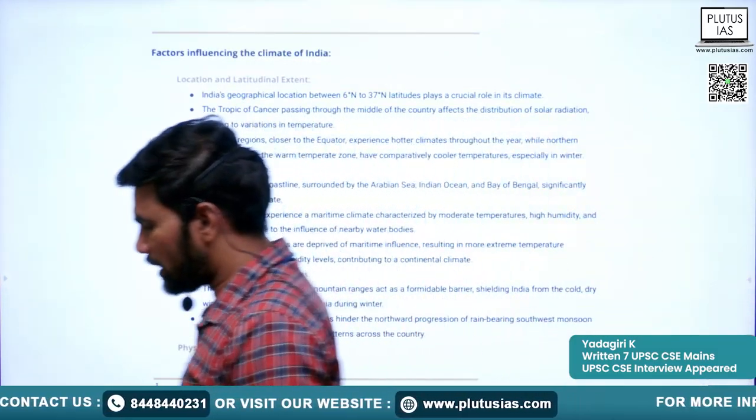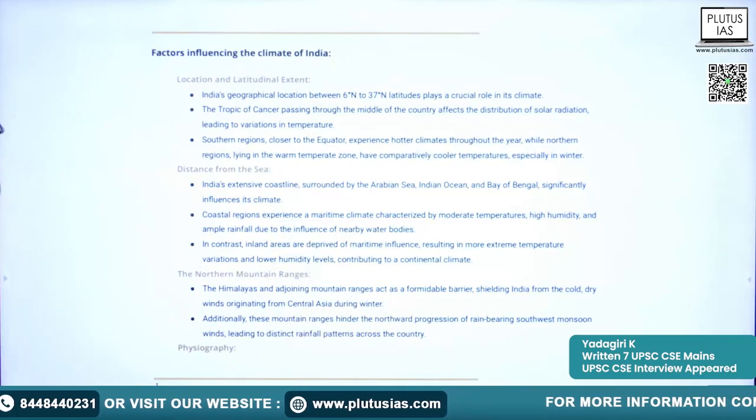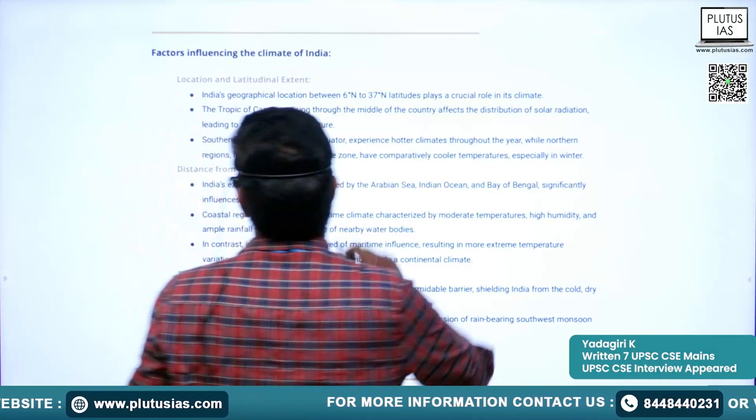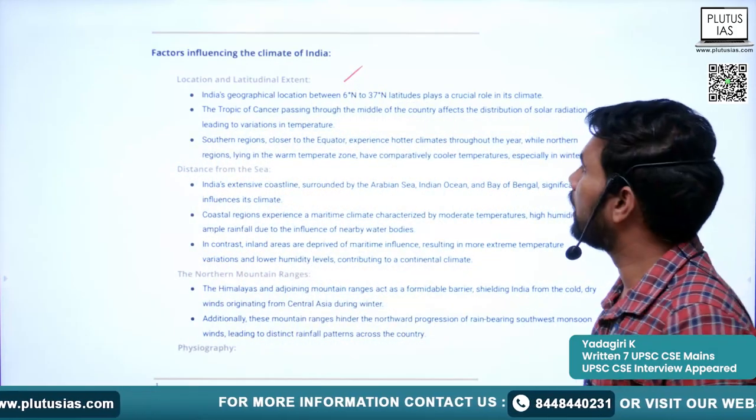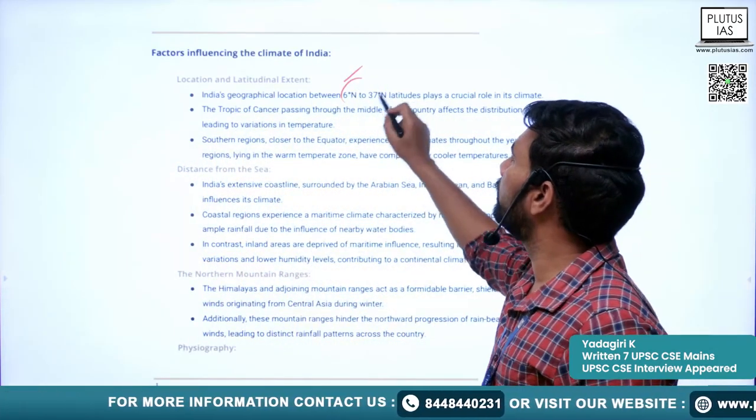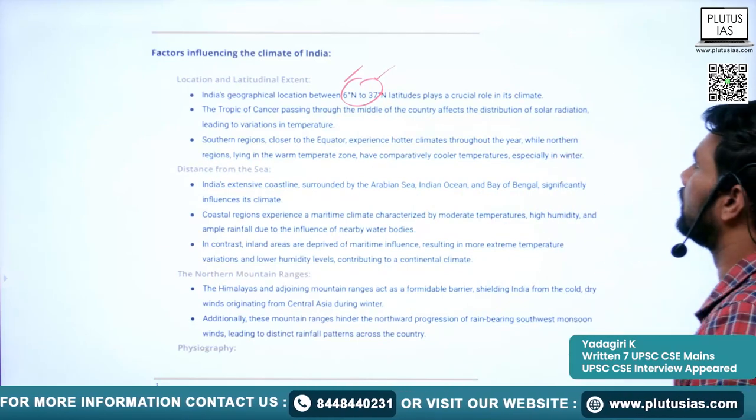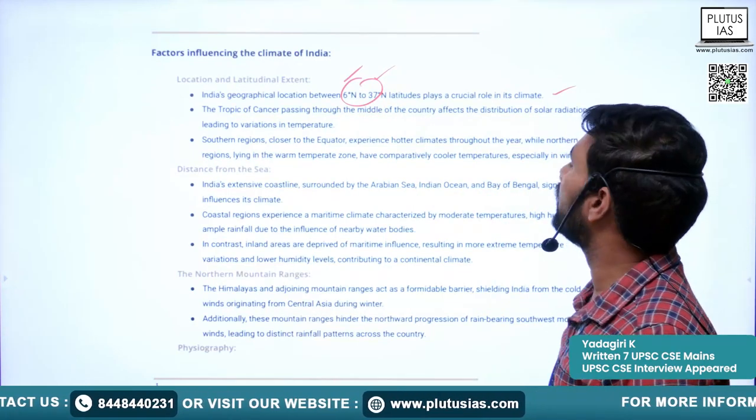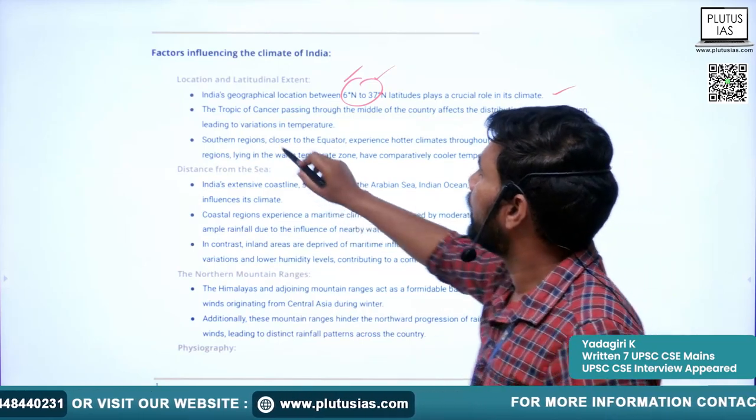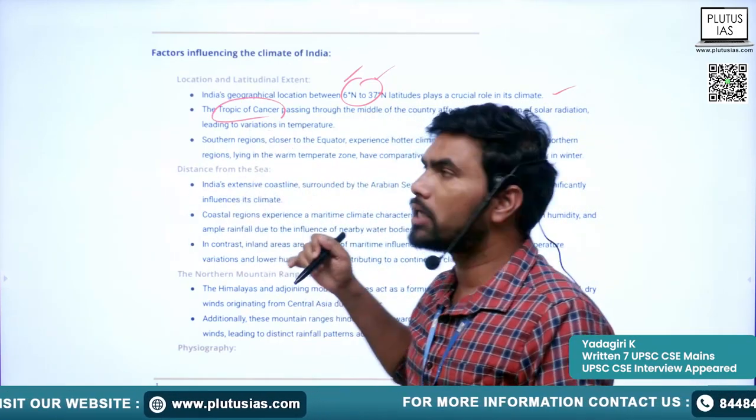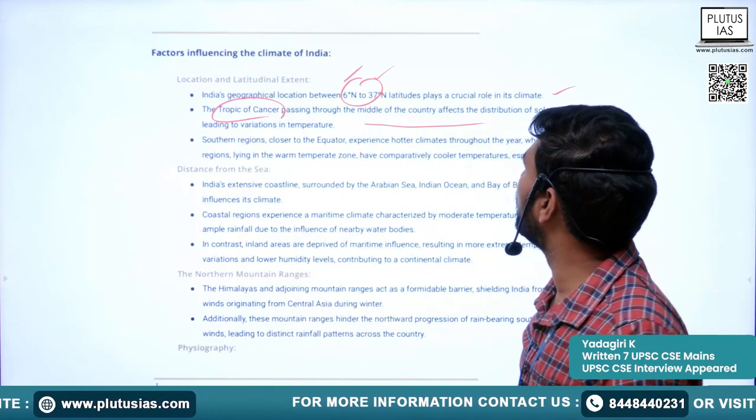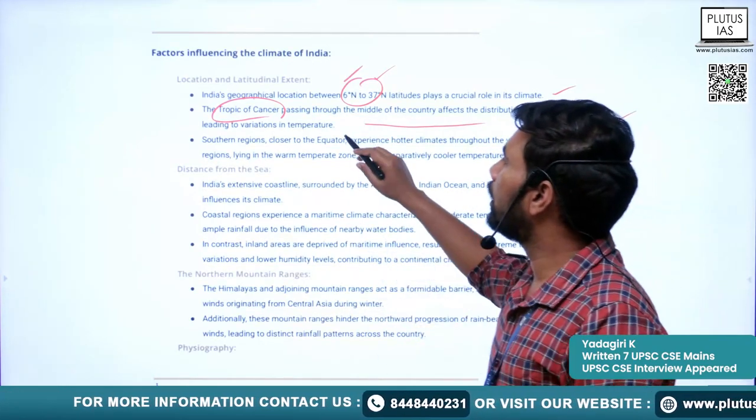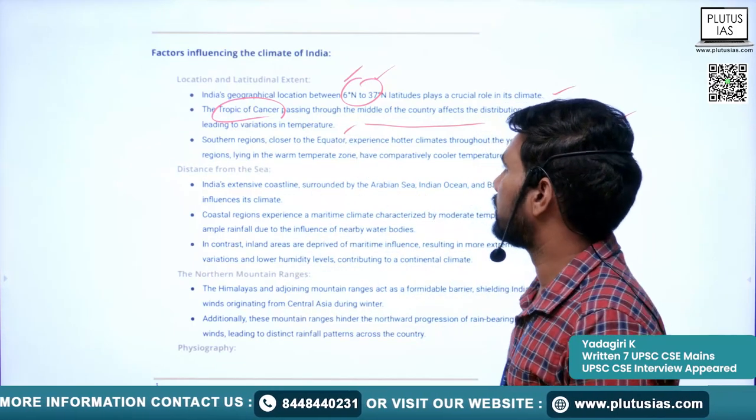Now we will understand the factors that are influencing the climate in India. First one is location and latitudinal extent. India is located between 6 degrees north and 37 degrees north latitudes, so it plays a crucial role in its climate. The Tropic of Cancer passes through the middle of the country. It affects the distribution of solar radiation, leading to variations in temperatures.